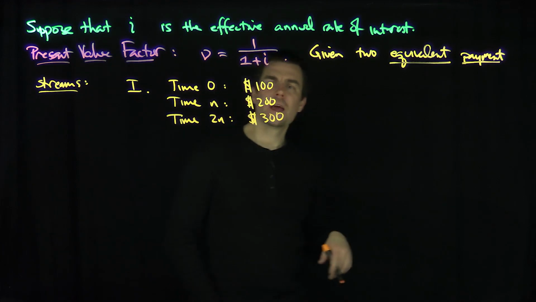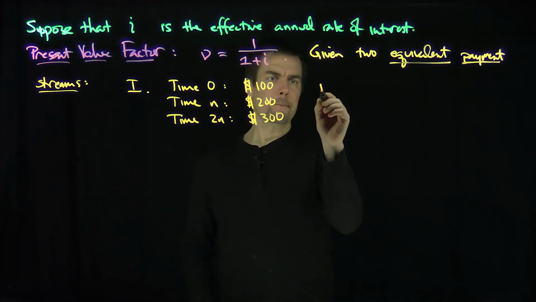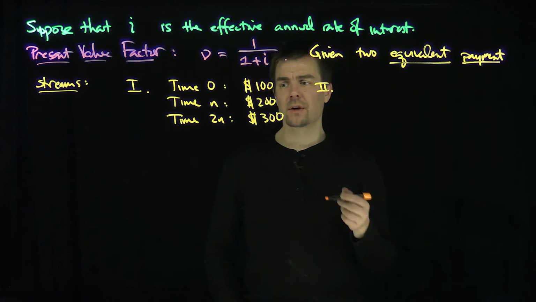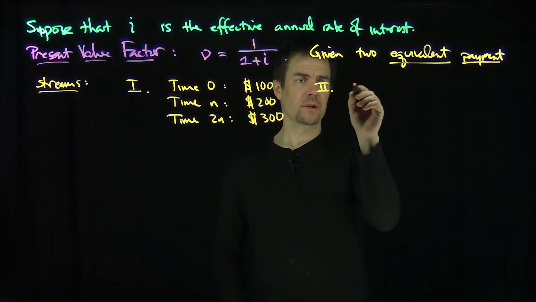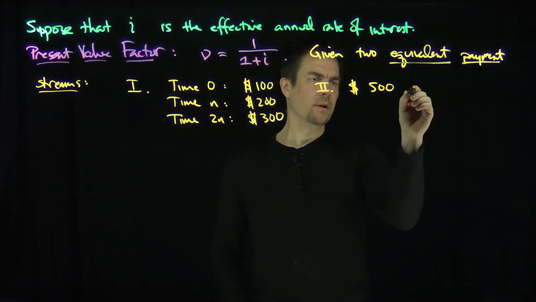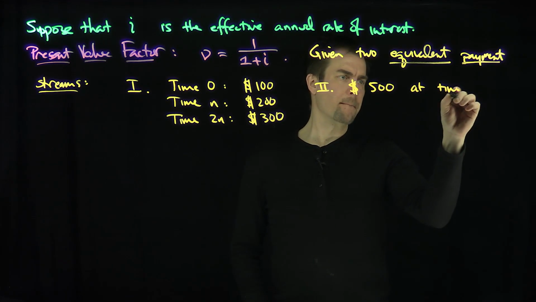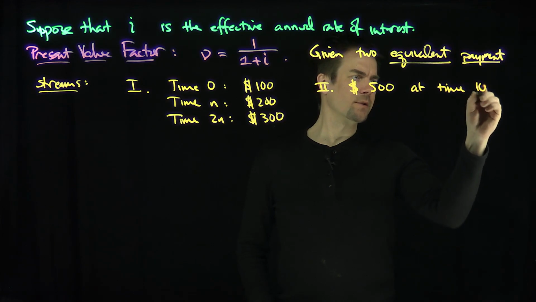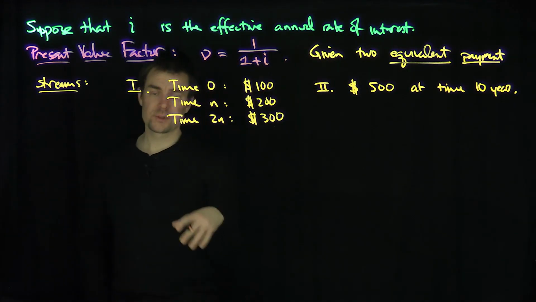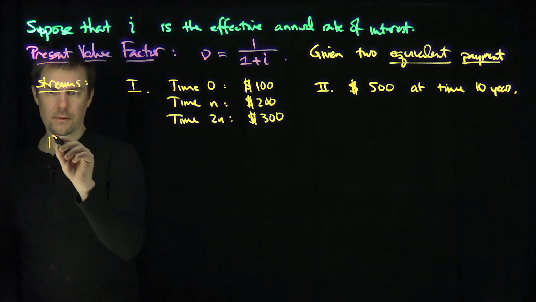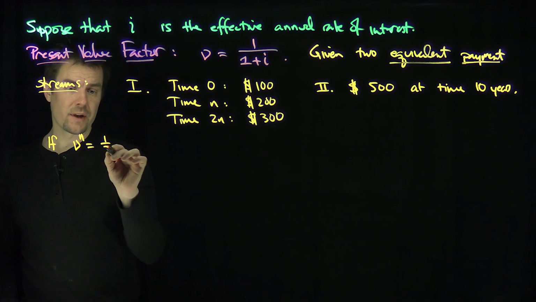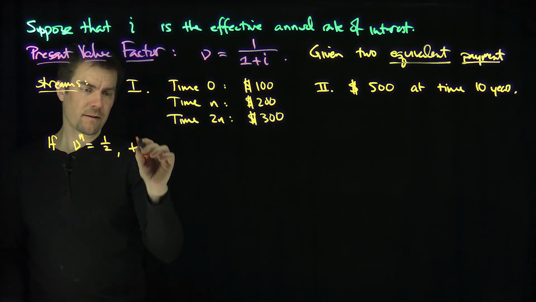Okay? And the second payment stream is you're going to just be given $500, I'll say our number's a little bit nicer. Let's be given $500 at time, let's say, 10 years. Okay. So those are two equivalent payment streams. So if nu to the power n is equal to 1/2, find I.